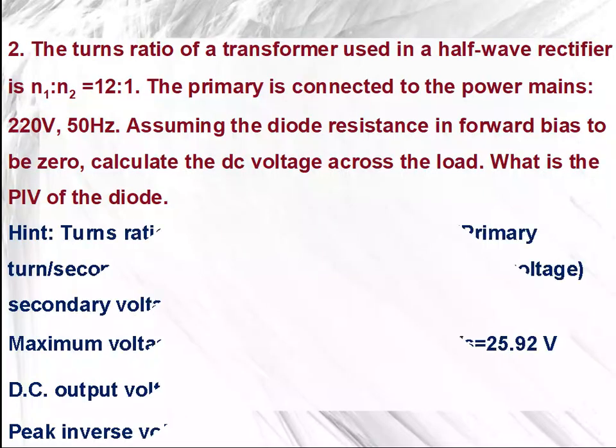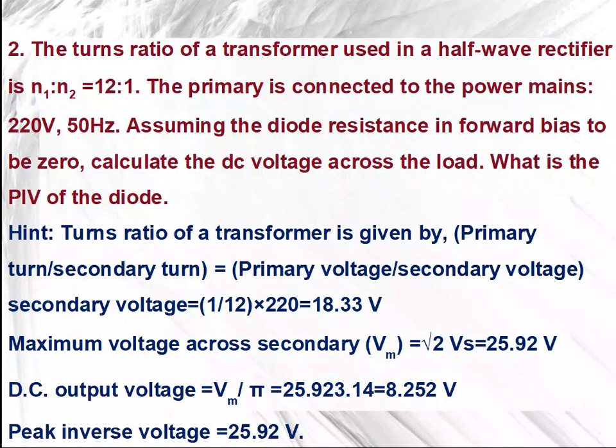Next, the turns ratio. The turns ratio of a transformer used is 12:1, and the primary is connected to the power mains. We do these exercises because these problems are related with our practical work, right? Here the primary voltage divided by the secondary voltage gives the turns ratio, so from there we can find the secondary voltage. From here we get the voltage, that is 18.33.